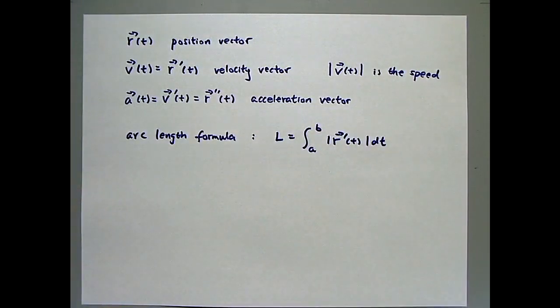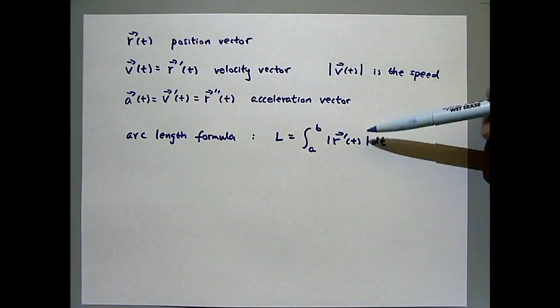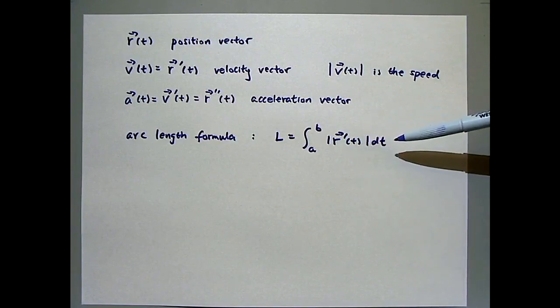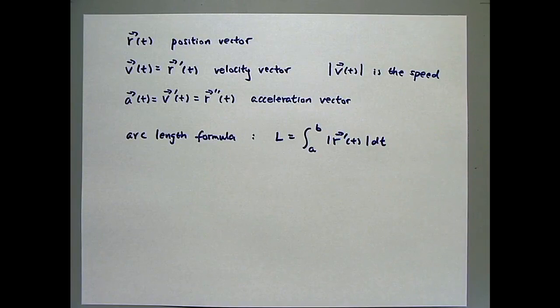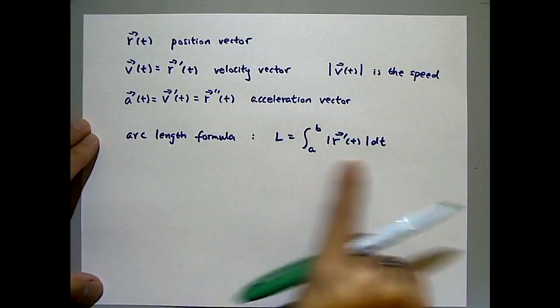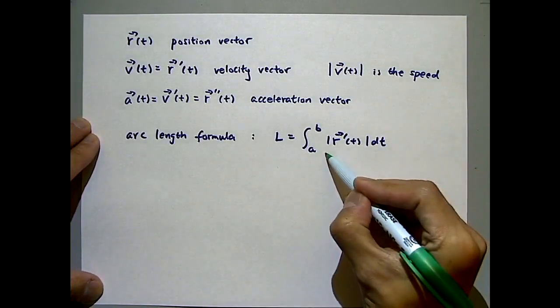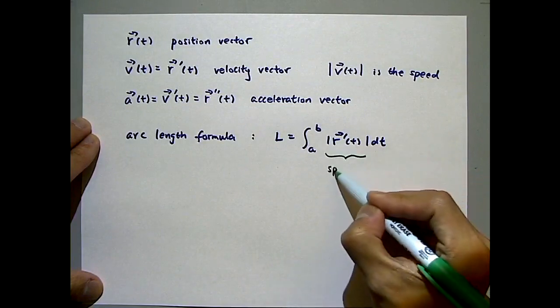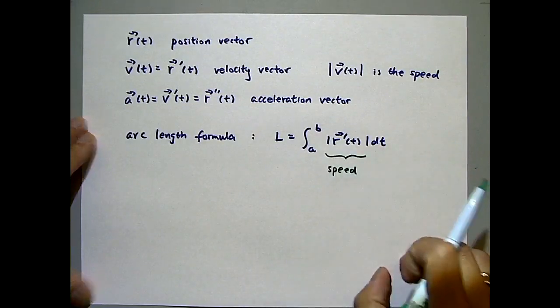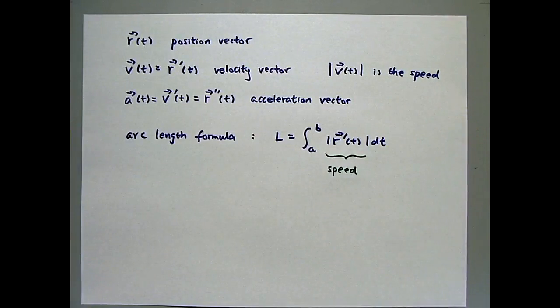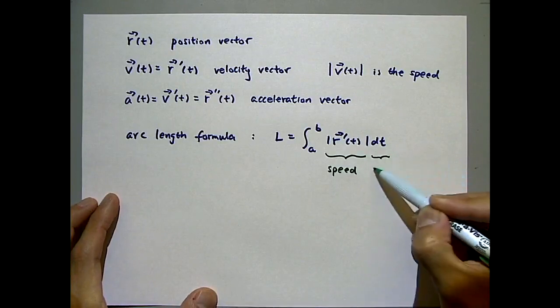So yes, last time we looked at this, we said the arc length is the integration of the magnitude of the derivative of the position, dt. Let's reinterpret that in the context of velocity and distance and acceleration and all that. Looking at this formula here, this is our speed. That's the magnitude of the velocity vector, so that's our speed. And this here is a time interval.